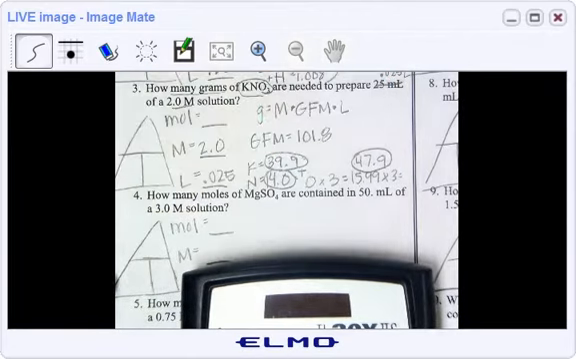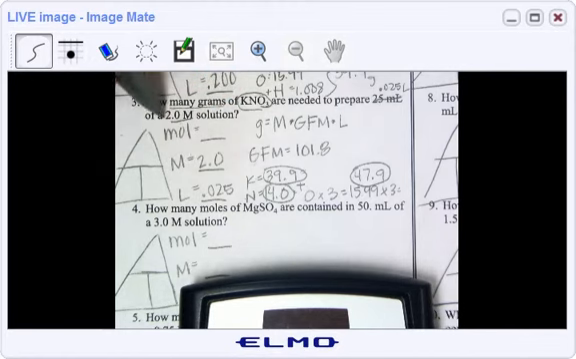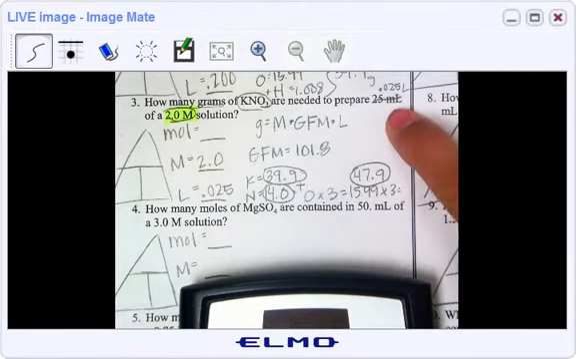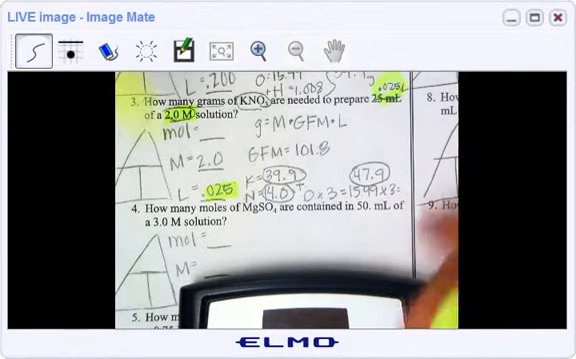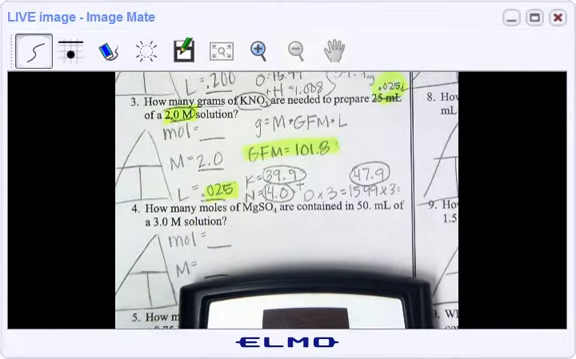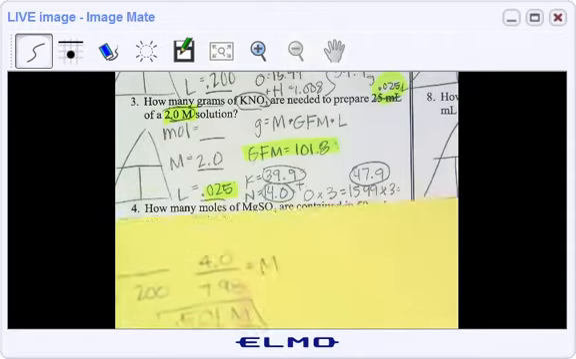Now do I have all the components of the formula? I have my capital M. It's right there. It gave it to me in the problem. It was 2.0. Okay. It gave me milliliters, so I converted it to liters. I wrote it right there. I had to calculate on my own the GFM, which I did there. I'm going to go to my separate sheet of paper so it's more clear. This is number 3 I'm working out.